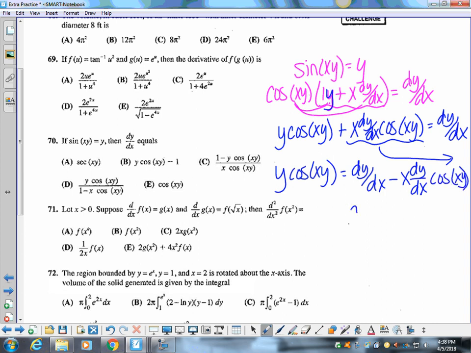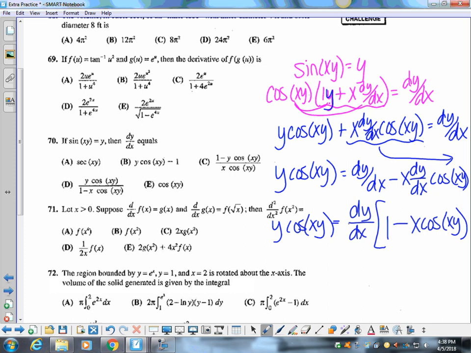Okay, now I'm going to GCF my dy dx. That's going to leave me with 1 minus x cosine xy, and that equals this guy. And then I'm going to divide that over. So basically that's going to put this over there, which is D. Yep, D. Okay, that was 70. Now we're headed to 86.